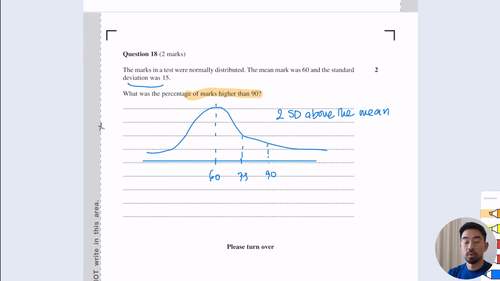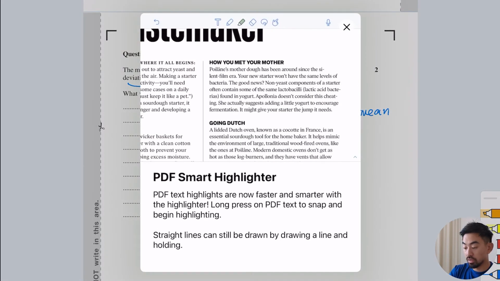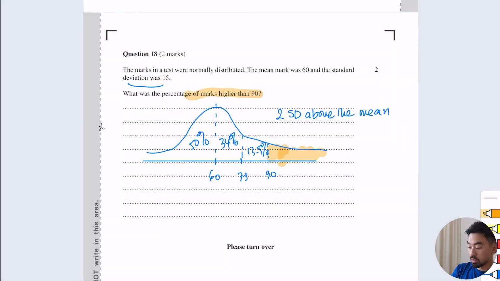Two standard deviations above the mean. So if you think back to the separation of percentages, this is 34%, and this is 13.5%. So what percentage of marks are higher? Well, I know that this thing here is 50%, so anything less than that, and I just want to know how many are above here. So it has to be 100% minus 13.5% minus 34 minus 50%.